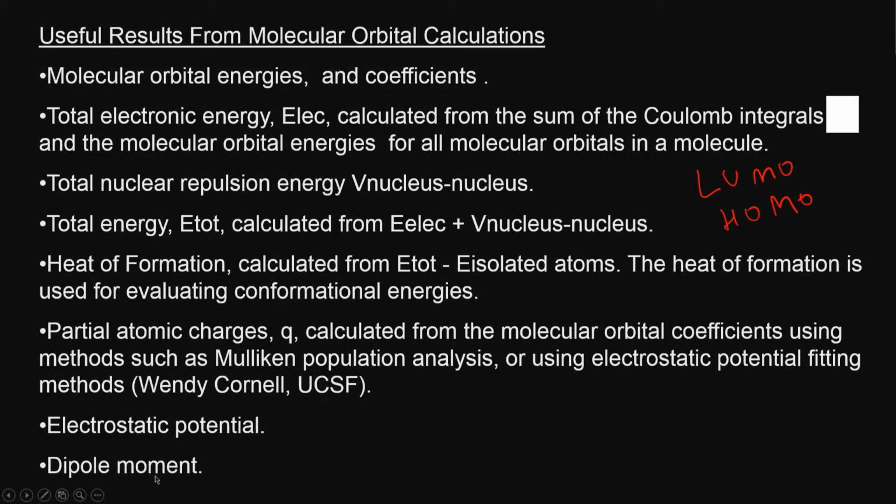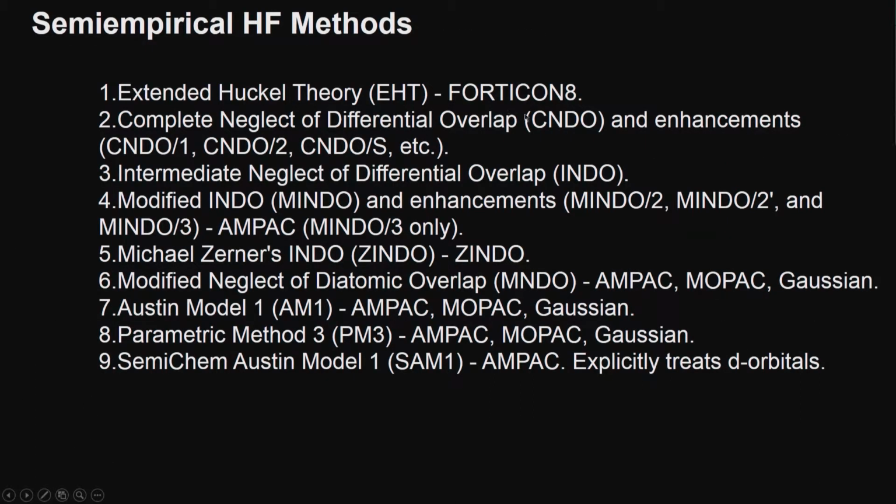Dipole moment, okay. So, what is the dipole moment? We cannot use molecular mechanics; we need semi-empirical methods to calculate the dipole moment. There are many semi-empirical methods: extended Huckel theory, complete neglect of differential overlap, called CNDO, CNDO1, CNDO2, CNDOS, intermediate neglect of differential overlap INDO, modified INDO, enhanced INDO, MINDO2, MINDO2-3, AMPAC, and Michael Zerner's INDO, that is called ZINDO, okay.